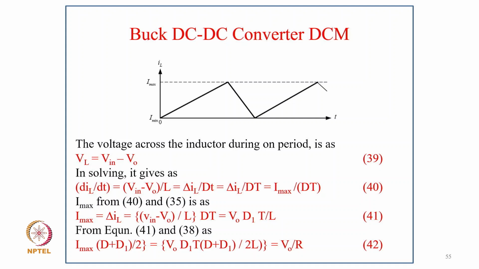So the average voltage across the inductor during the on period is VL equal to Vin minus Vo, and solving it, dIL upon dt equal to (Vin minus Vo) divided by L, or delta IL divided by DT. It is delta IL upon dt equal to Imax upon DT. So Imax equals delta IL, which is (Vin minus Vo) by L into DT, or Vo D1 T upon L from the same triangle. So from this we get Imax (D plus D1) by 2 equal to Vo D1 T (D plus D1) divided by 2L, or equal to Vo upon R.